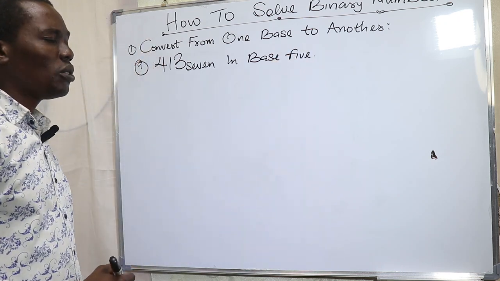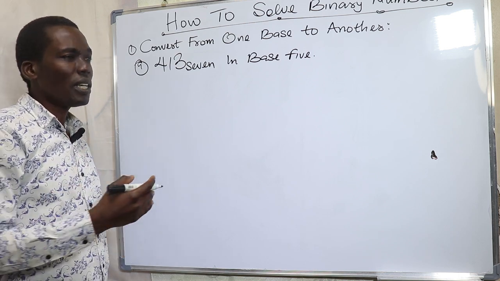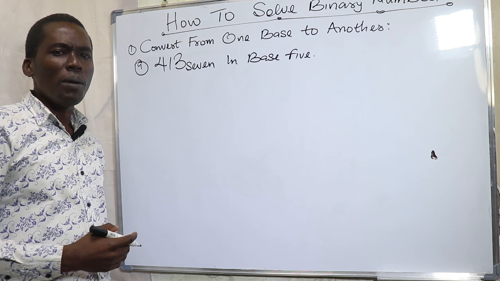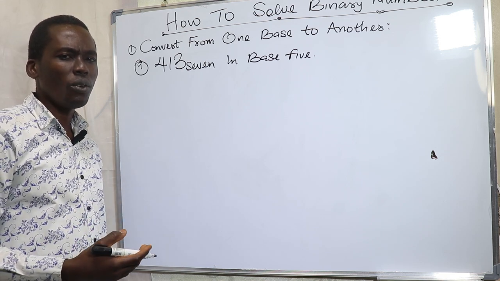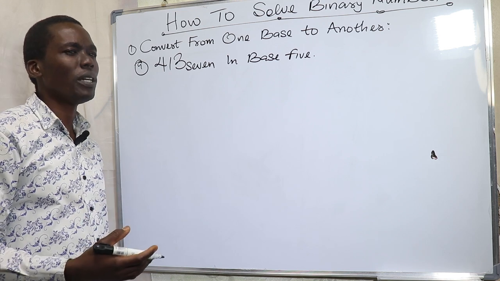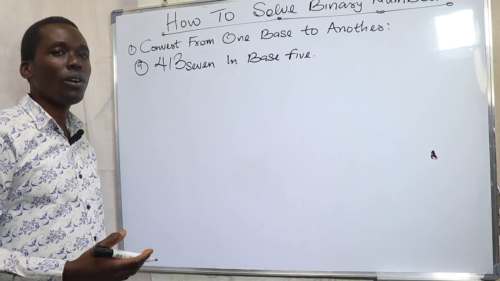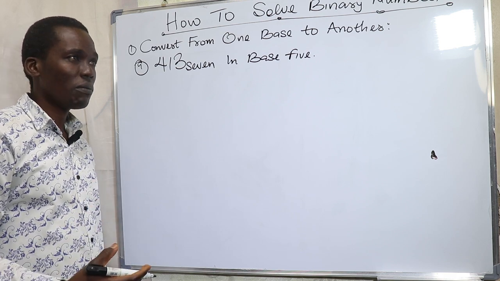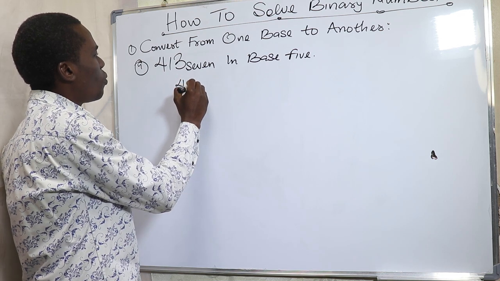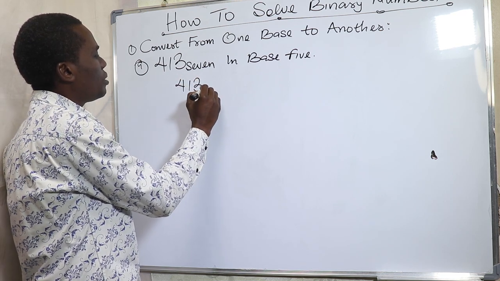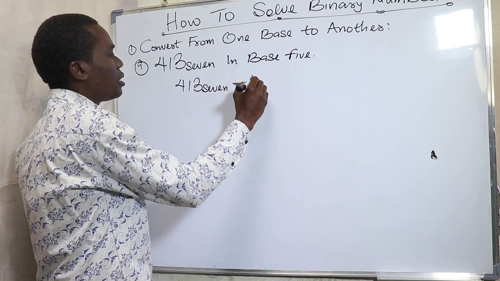Now to convert this to a number in base 5, all we need to do is to first convert it to base 10. Remember, base 10 is the universal or internationally accepted way of transacting with numbers. So we'll convert it first to base 10 so that we can then convert from base 10 to base 5. So how do we do this? We'll have 413 base 7. We want to convert into base what? Base 10.